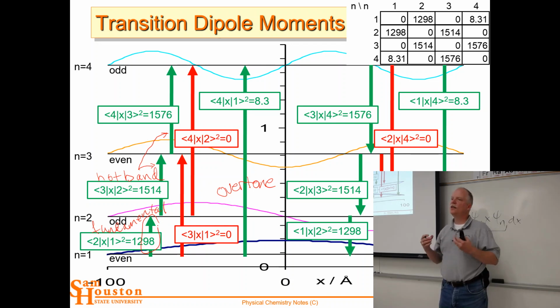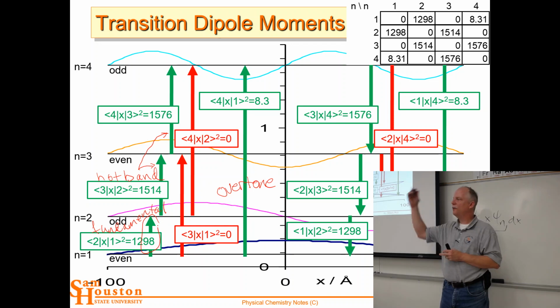Okay. When I say the second overtone, what do you think that means? 5. Yeah, it's a jump of 5 instead of 3. You might be confused and think it starts in the second level and goes up to the 4th or 5th. Yeah, from 2 to 5. But that's just the hot band of the first overtone. The first overtone is delta n equals 3. And then if it starts in level 2 and it's still delta n equals 3, that's just the hot band of the first overtone.